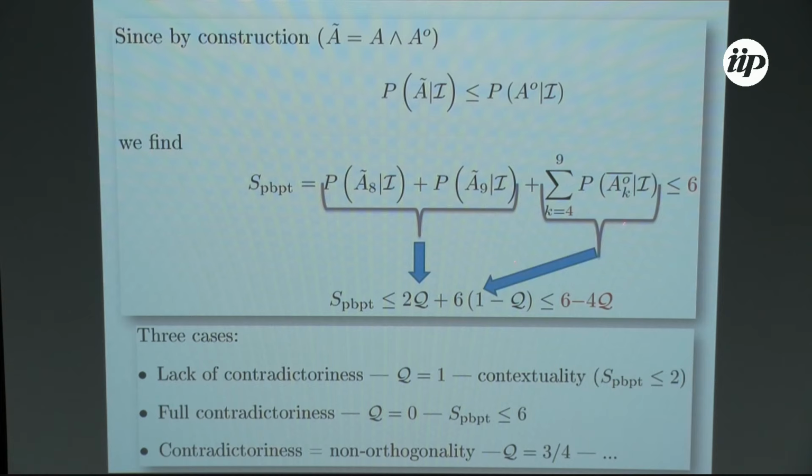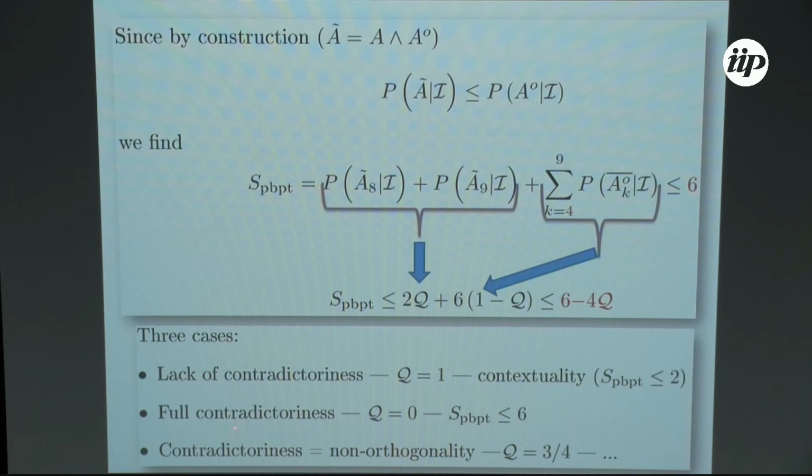Then we go back to the inequality which contains this parameter, and this parameter can nicely interpolate between all these cases we could have. First, there is no contradictoriness, so this parameter Q must be equal to 1. This bound is 2 again, so this is exactly the limit of the standard situation. On the other hand, we can say maybe there is full contradictoriness. Maybe all the projectors which are not measured at a time have a huge overlap between them. Then the bound is 6, and we can do nothing with that.